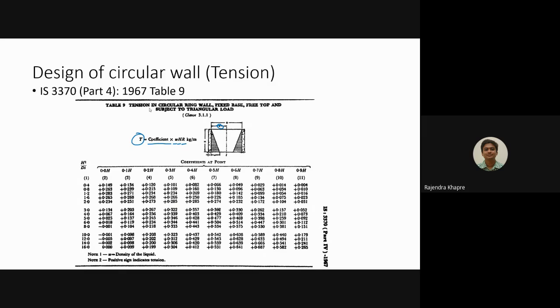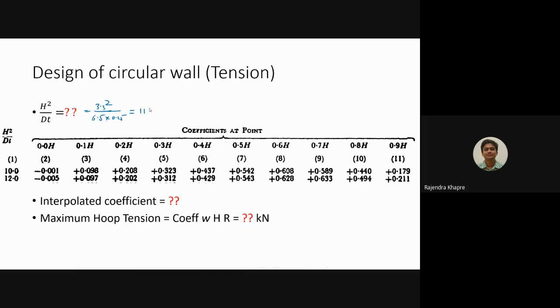It starts from 0.4, then 0.8, 1.2, 1.6, then 2, then 3, 4, 5, 6, then 8, 10, 12, and so on. If your h square by dt falls between any of these, then you have to go for interpolation. Right now our h square by dt value is 11, and it is coming in between 10 and 12.